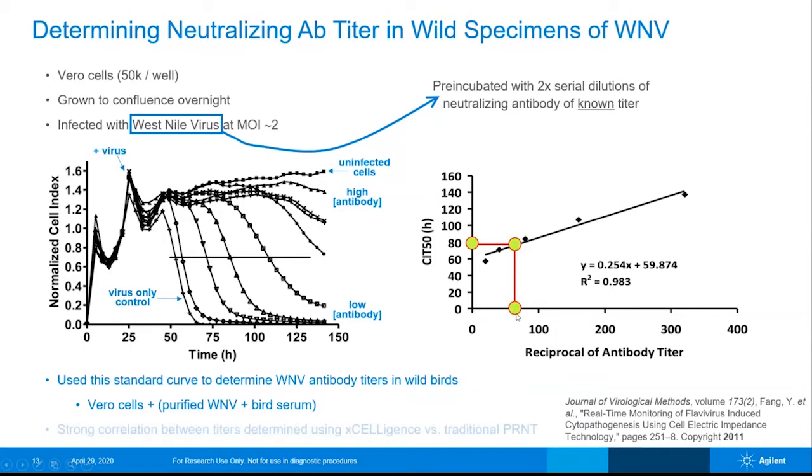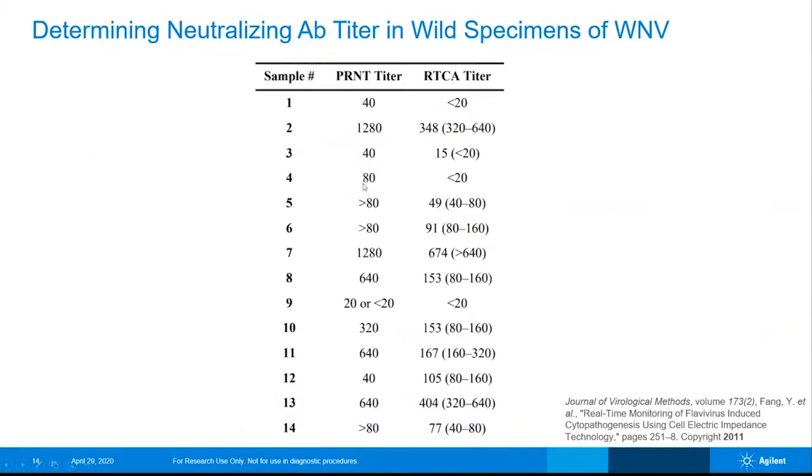So what's very important is that when they use the impedance approach to determine antibody titers, they found very strong correlation between this and a traditional plaque reduction neutralization test. They analyzed dozens of different birds. I'm just showing 14 of those here, but this is the titer determined by xCELLigence, also known as real-time cell analysis. And this is the result determined by plaque reduction neutralization test. So you're seeing 40 versus 20, 1280 versus 348, 40 versus 15, 80 versus 20, etc. You can see that in many cases, the values are very close to one another.